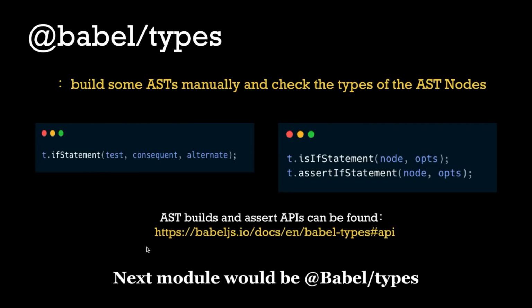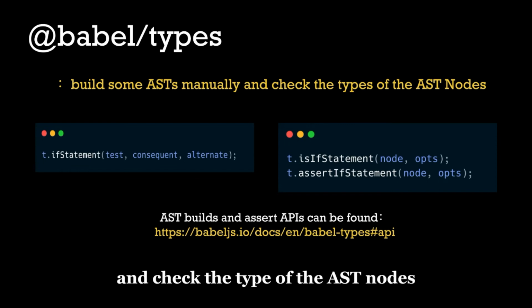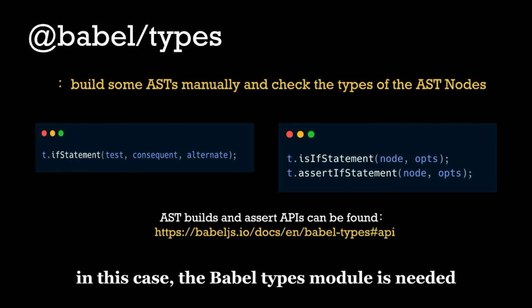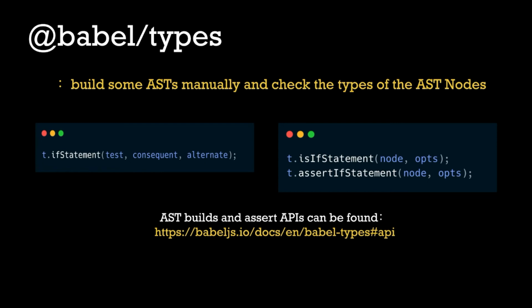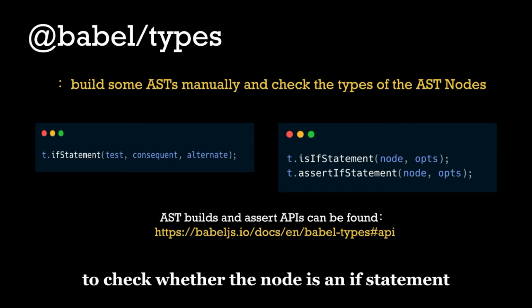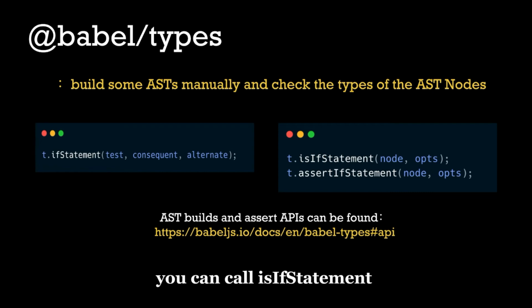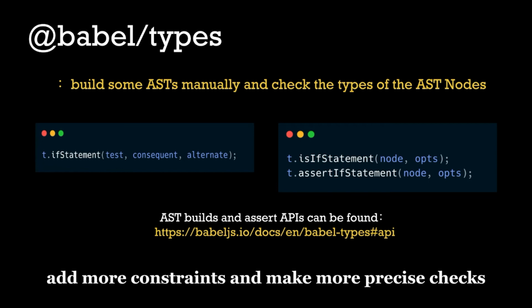Next module would be Babel types. In the process of traversing the AST, you need to build some AST manually and check the type of the AST nodes. In this case, the Babel types module is needed. For example, if you want to build an if statement, you can call ifStatement(test, consequent, alternate). To check whether the node is an if statement, you can call isIfStatement or assertIfStatement. Opts can specify the values of some attributes, add more constraints, and make more precise checks.